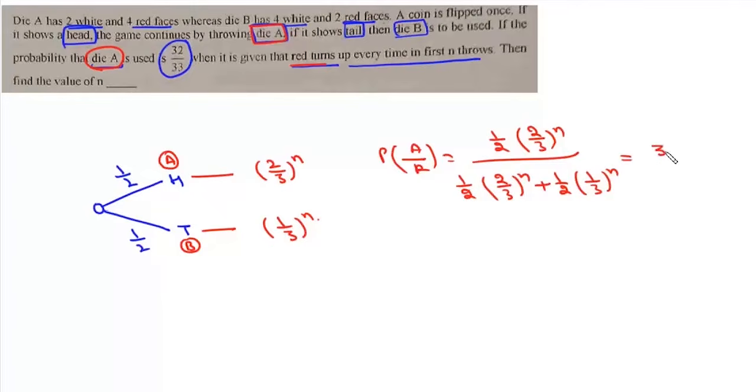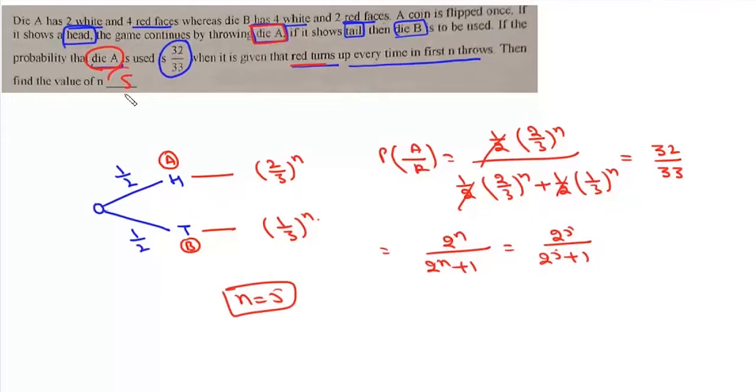It is 32 by 33. Now this 1 by 2 will cancel. Now we can write this as 2 to the power n upon 2 to the power n plus 1. So which is 2 to the power 5 upon 2 to the power 5 plus 1. So value of n is nothing but 5. So in this case, the value of n is 5, and that is the answer to this question.